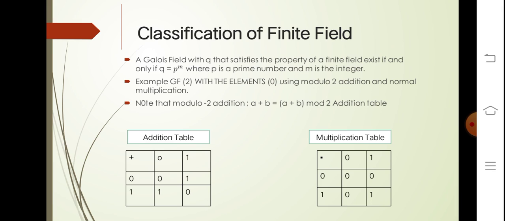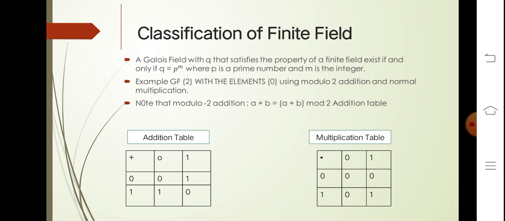Classification of finite fields. A Galois field with q elements that satisfies the properties of a finite field exists if and only if q is equal to p raised to the power of m, where p is a prime number and m is an integer. Example, GF(2) with the elements 0 and 1, using modulo 2 addition and normal multiplication of natural numbers.